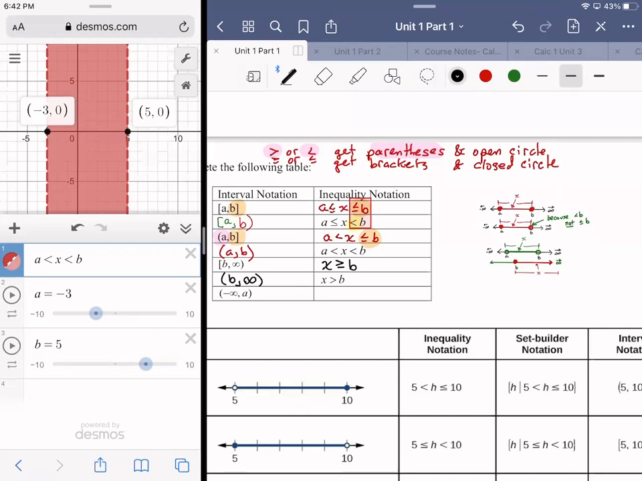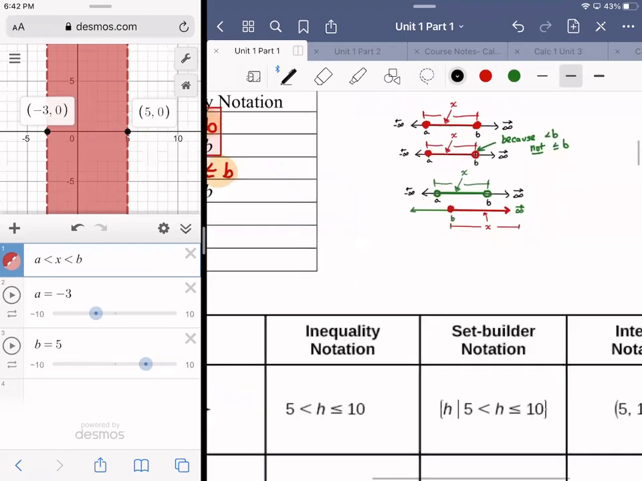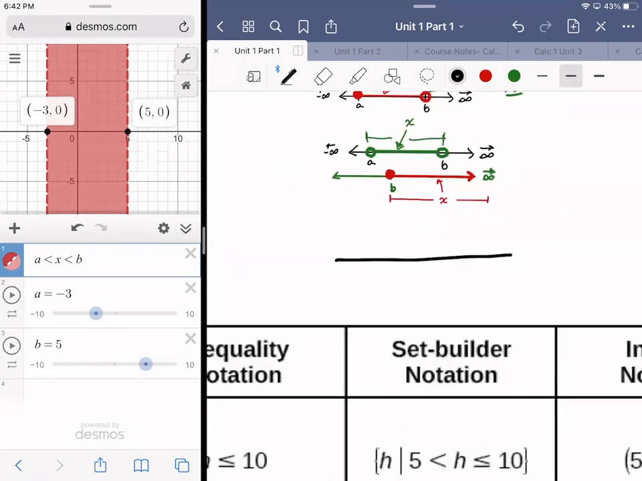All right, negative infinity to A. Let's do a quick sketch for that one.